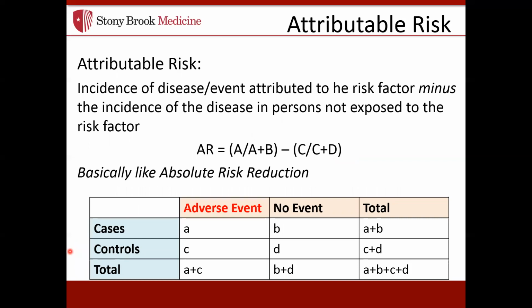Attributable risk. Attributable risk is the incidence of disease or event attributed to the risk factor minus the incidence of the disease in persons not exposed to the risk factor. So a lot to say, but it's basically like the absolute risk reduction, but it's looking at adverse events particularly. So you would calculate it like an absolute risk reduction. However, this is for adverse events. And I tried to highlight that those events would be adverse events.